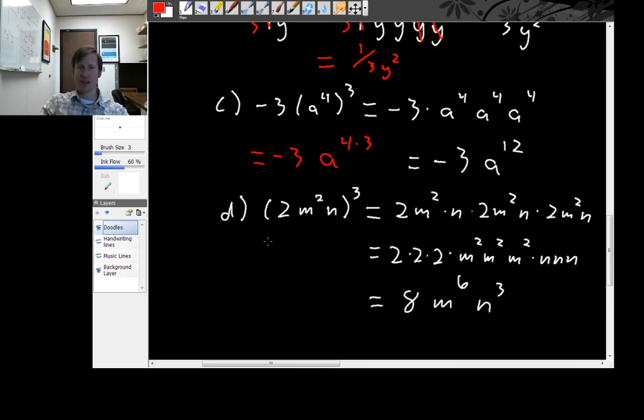Another way to do this is to use the power of a product exponent law, which basically says this exponent here jumps onto each piece. So this would be 2 to the third times m squared to the third times n to the third. Here, m squared to the third, we can use the exponent law we used a minute ago, and that's m to the 6th, right? 2 times 3 is 6. And then n to the third, and 2 to the third, that's 8. So either way, you get the same thing.